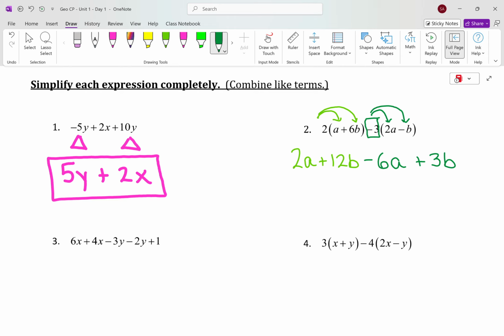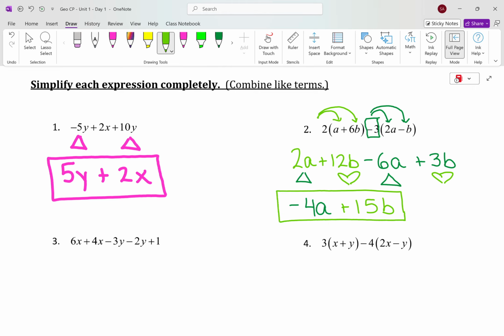So for example, when I have a 2a and then you have that minus 6a, I treat that as 2a plus a negative 6a. So 2a minus 6a or 2a plus a negative 6a is going to give us a negative 4a. Perfect. And then we're going to have 12b plus a positive 3b gives us 15b. And then I have an a and a b, not like terms, so we end there.